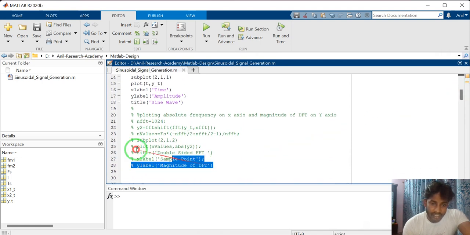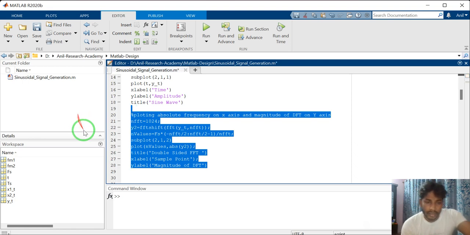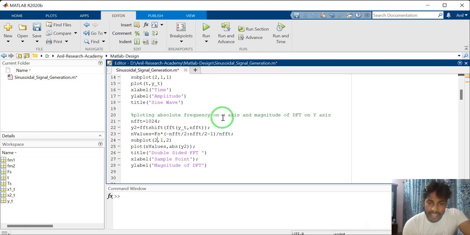Okay, so I will uncomment this FFT code. Plotting absolute frequency on x-axis and magnitude of DFT on y-axis. Okay, so I am taking FFT point of 1024, and I am doing the FFT of yt. yt means mixed signal, and this is the MATLAB FFT function. In this MATLAB FFT function, I am passing mixed signal yt as well as how many FFT points. Here 1024, so I am passing FFT point of 1024.